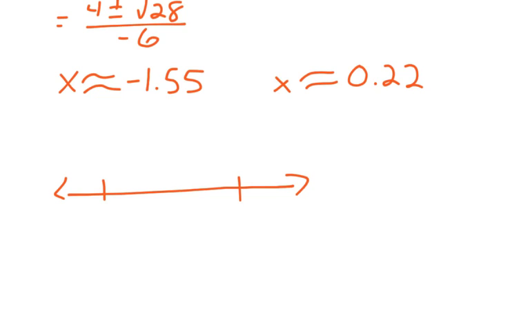Okay, so let's go ahead and make our number line. Our smaller number goes to the left, negative 1.55. Our bigger number to the right, 0.22. We've got our 3 intervals. We had the blue one in the middle, purple one out to the right, and green one out to the left. Okay, so we have 3 intervals to test.